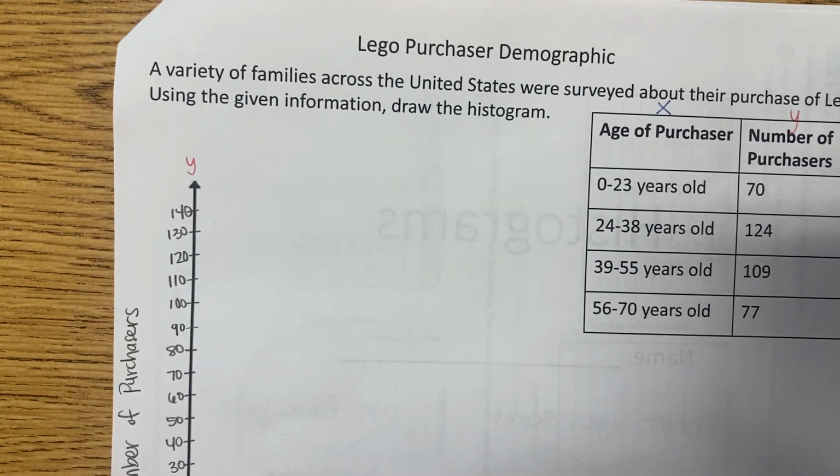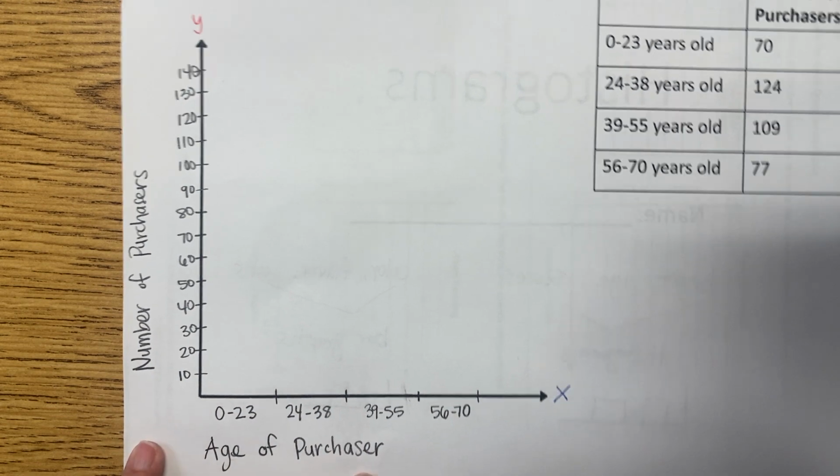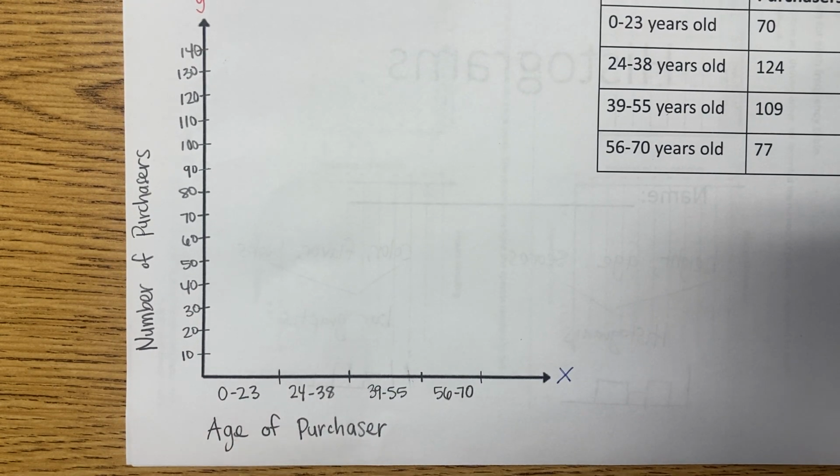Now, something that I didn't talk about is the word purchaser. Purchaser is someone that buys something. When I purchase something, I'm choosing to buy it. So if I am purchasing a watch, I am going to the store and buying a watch. If I am purchasing a Lego set, I'm going to the store and buying a Lego set.